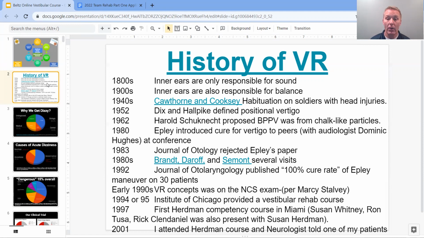Now, while they were meeting resistance, there were other physicians named Brandt, Daroff, and Semont that were finding that there were certain types of maneuvers you could do to people that would kind of habituate their dizziness and over time help them get better faster. So kind of in addition to what Cawthorn and Cooksey had to say.